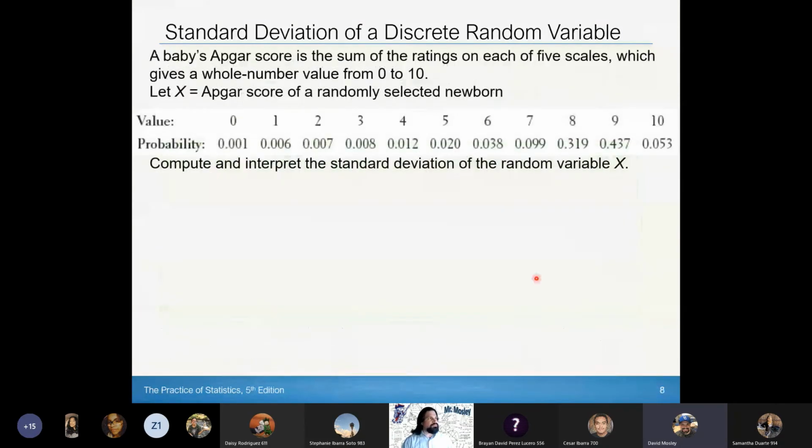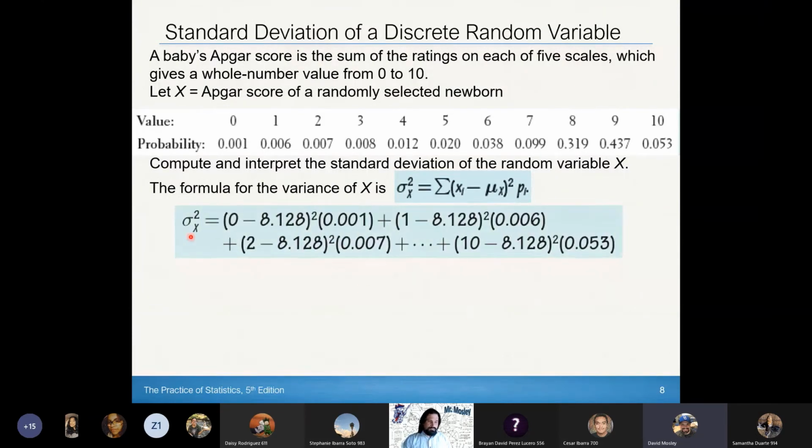Let's see an example. Back to our APGAR scores, same value table and probabilities from the previous example. We're going to compute and interpret the standard deviation of the random variable x, which is the APGAR score of a randomly selected newborn. The formula for the variance is given: sigma squared sub x equals the sum of x sub i minus mu sub x, the outcome minus the mean, squared, times the probability of that outcome, p sub i.